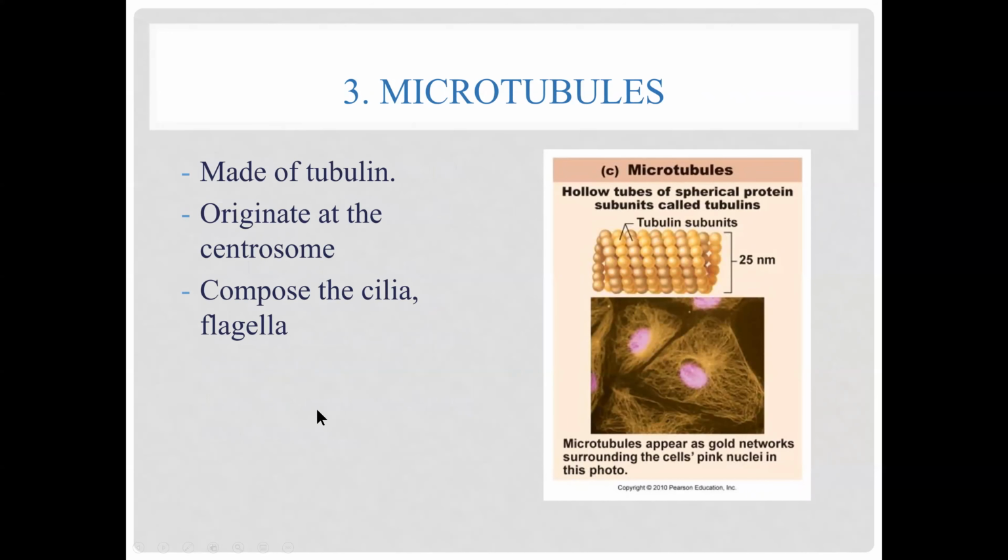We have microtubules, okay? These compose the cilia and the flagella, okay? Some cells have cilia, okay? Some cells have flagella. Sperm cells have flagella so that they can move, okay? And so they're composed of tubulin. This is just bigger. This is an extension onto the cytoskeleton, but this is just bigger protein tubules, okay?